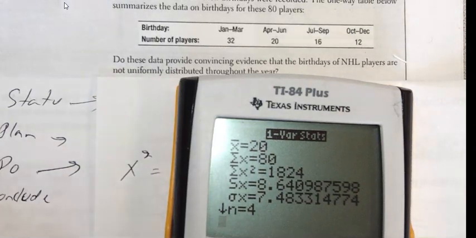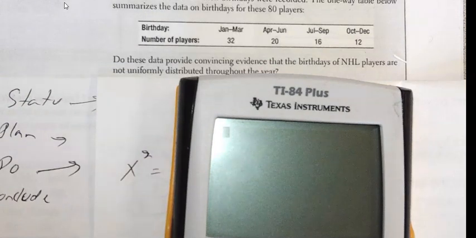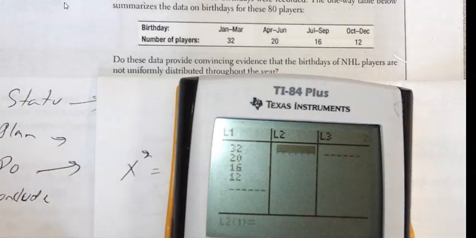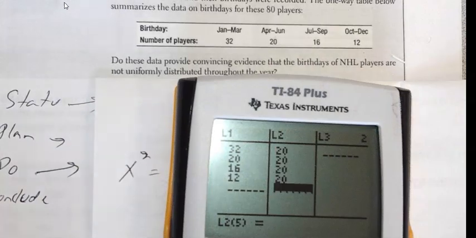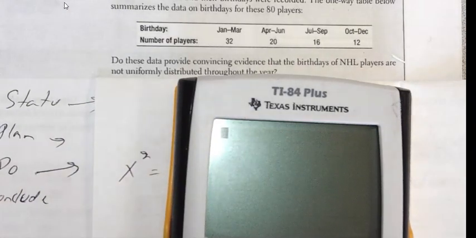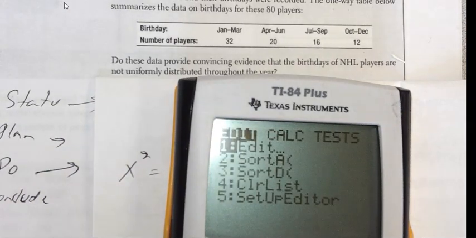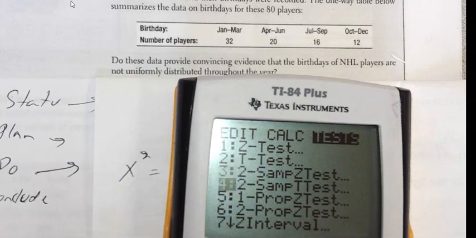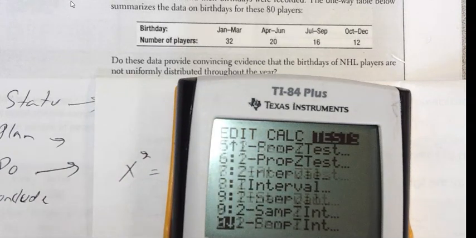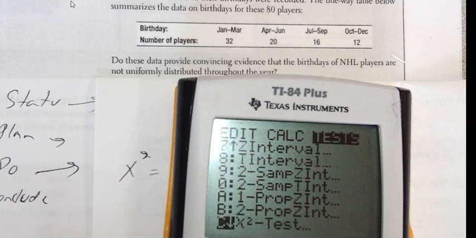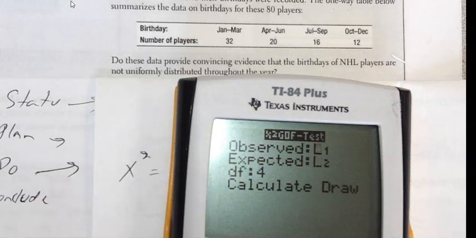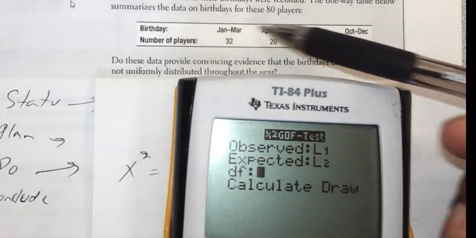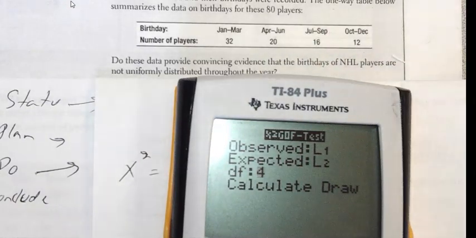So I'm going to go to my list 1, list 2. I'm just placing in 20 for all those. So after I do that, I can quit. I go to stat, test, and go down to chi-squared goodness of fit test. List 1, list 2. In this case, our degrees of freedom is 1, 2, 3, 4. So our degrees of freedom would be 3.